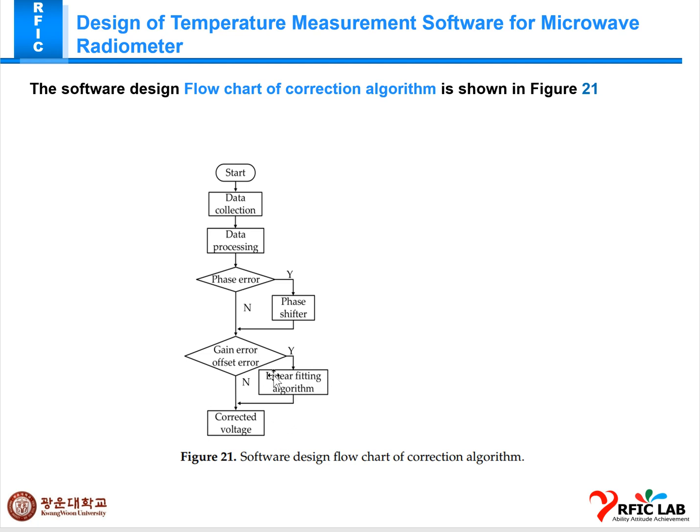As I said before, when you use the code max and code min equations, the linear fitting algorithm is used in that case. When the gain error and offset error have a true value, we have to use the linear fitting algorithm. When there is no error, it gives the corrected voltage.